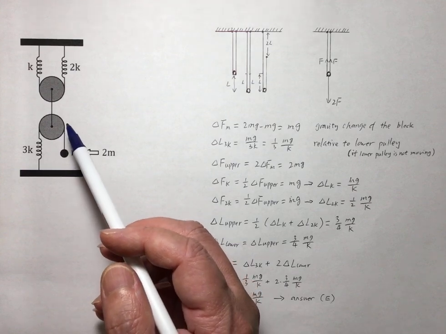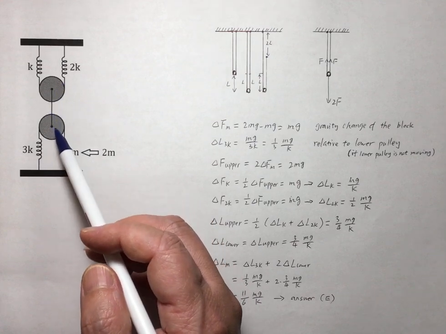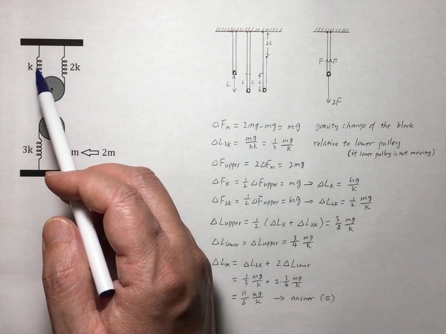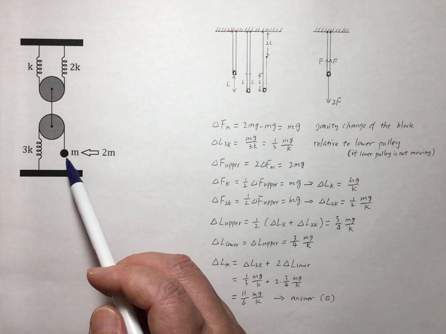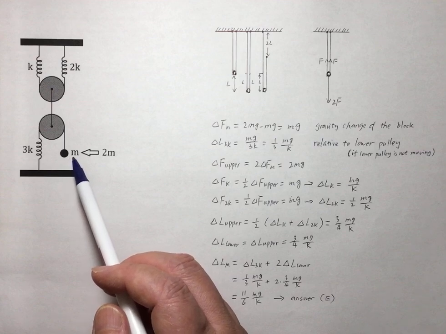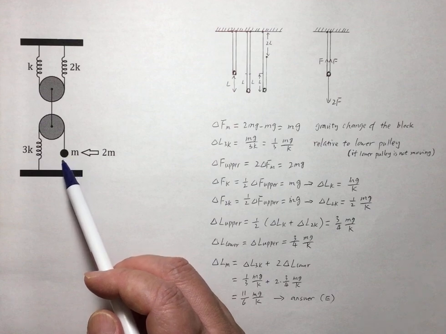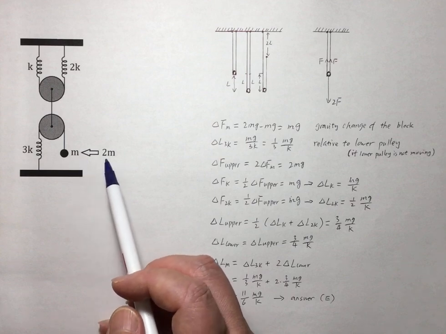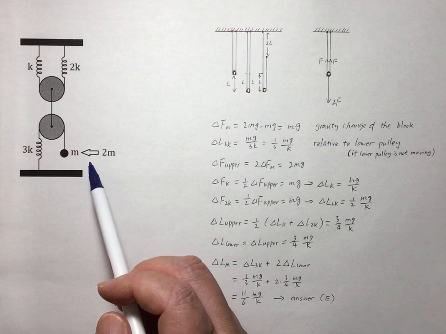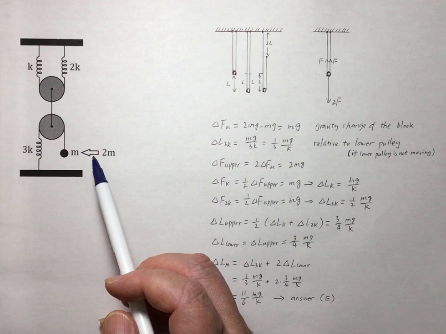So we have a system of massless and frictionless pulleys, two pulleys, an upper pulley and a lower pulley, ropes, springs, and initially a block of mass M is attached to the end of a rope and the system is in equilibrium. Next, the block is doubled in mass, so it changes from mass m to 2m. And the system is allowed to come to equilibrium again.